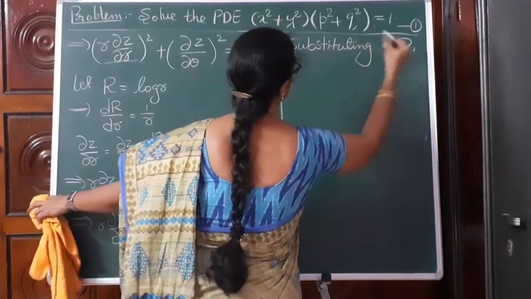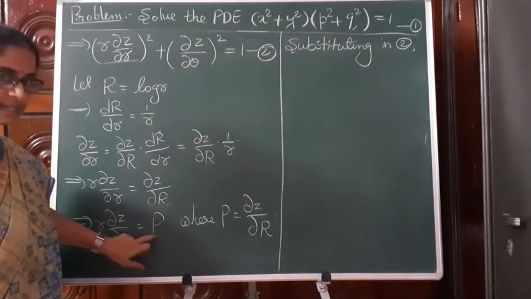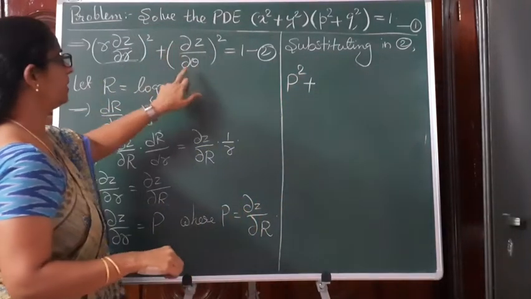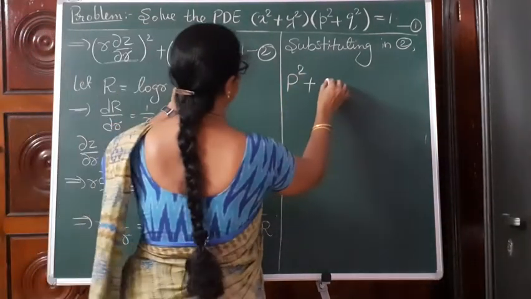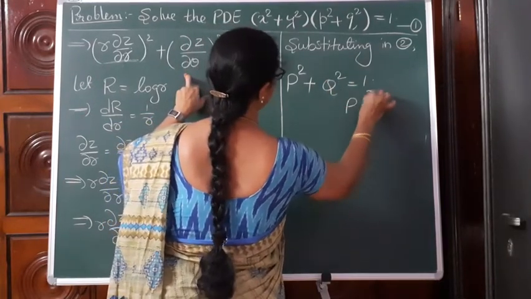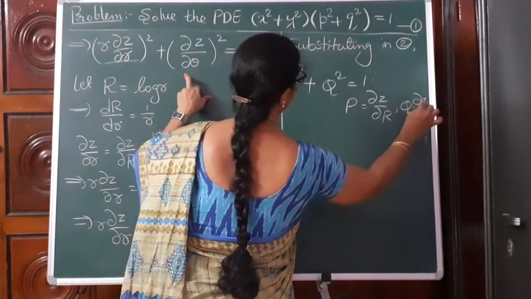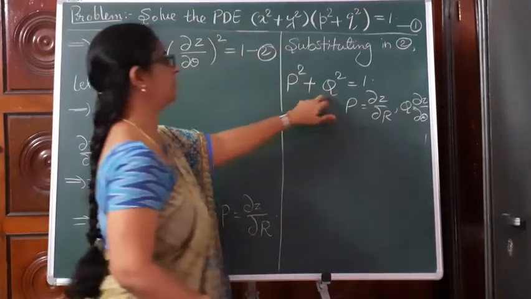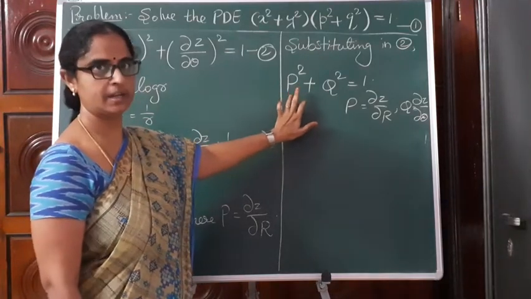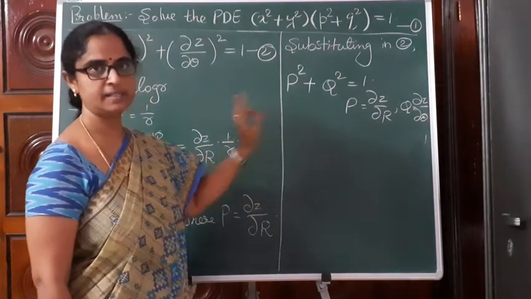In equation 2, what do we get? r into dou z by dou r. What is r into dou z by dou r? It is P. So this is P square plus dou z by dou theta, you can call this as Q square is equal to 1, where P is equal to dou z by dou capital R and Q is equal to dou z by dou theta. So we could take P square plus Q square is equal to 1. Is it a non-linear partial differential equation? Yes, because we have P square and Q square. Is it in any of the standard forms?